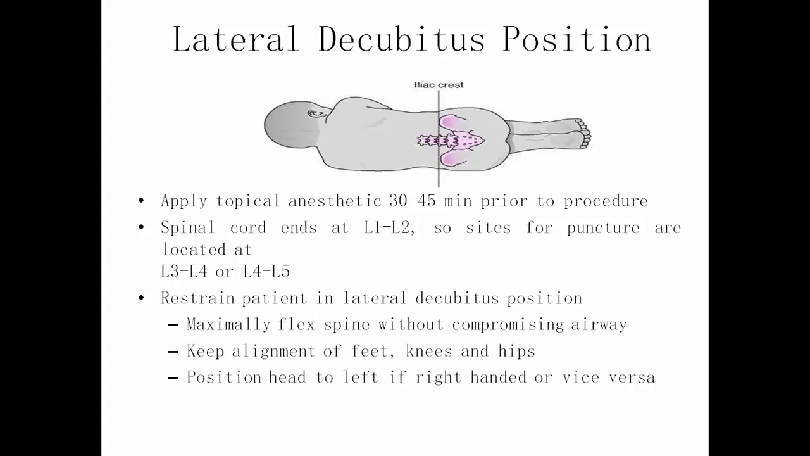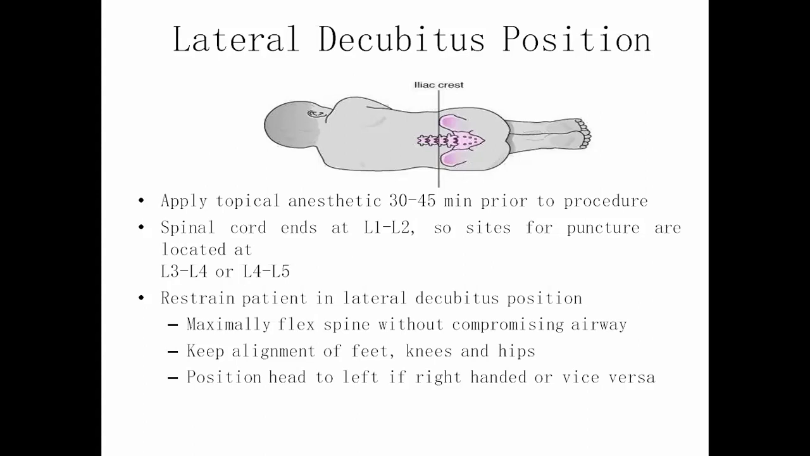If you puncture below this, at L3, L4 or L4, L5, you are all right. But if you puncture above this, your spinal cord will be injured, and you will have many complications. So you should puncture below your spinal cord, that is, below L1 and L2.